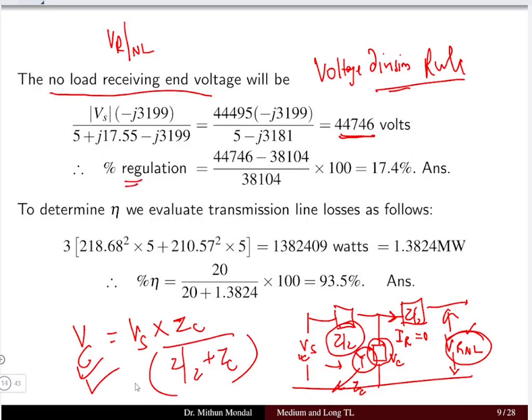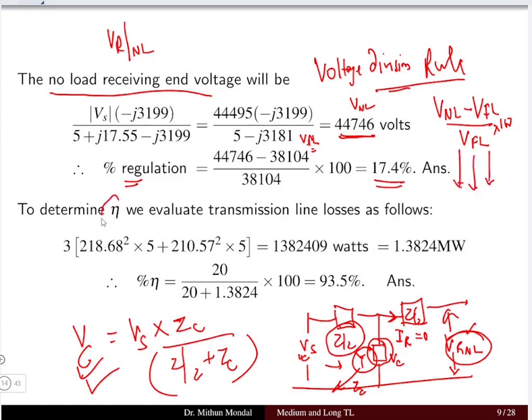Now we can determine the regulation of the line. Regulation is basically the voltage at no load condition minus the voltage at full load condition, divided by the voltage at the full load condition, into 100. The voltage at no load we have determined. The voltage at full load is basically the receiving end voltage under the full load condition, which was already determined previously. So that will give 17.4% as the percentage regulation of the line. As I said in the previous problem, this has to be as low as possible.